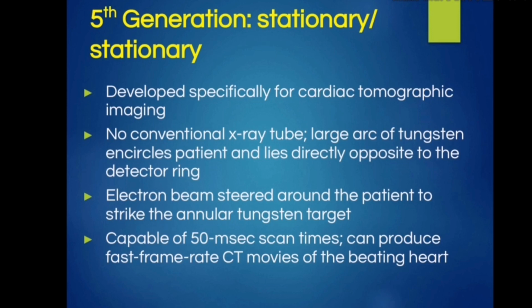The fifth generation, with stationary acquisition, was developed specifically for cardiac tomographic imaging. There is no conventional X-ray tube; a large arc of tungsten encircles the patient and lies directly opposite the detector ring. An electron beam is steered around the patient to strike the annular tungsten target. It is capable of 50 millisecond scan times and can produce fast frame rate CT movies of the beating heart.